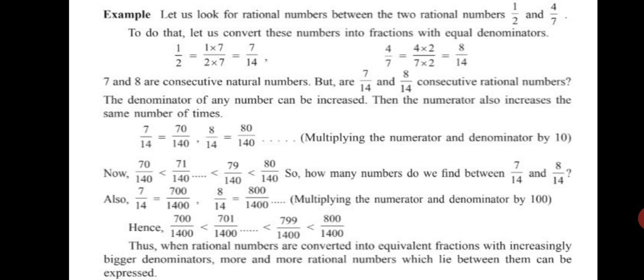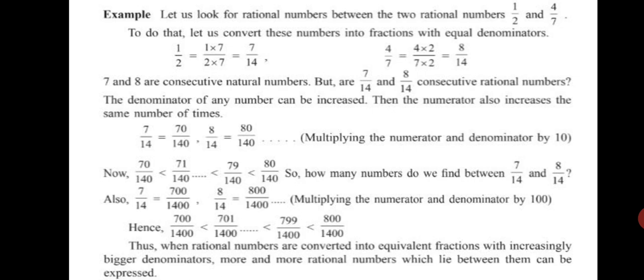Between 7 and 8, you will say that there is hardly anything. Immediately after 7, the next number is 8. 7 and 8 are consecutive natural numbers. But are 7 upon 14 and 8 upon 14 consecutive rational numbers? No. The denominator of any number can be increased, and when you increase the denominator, the numerator also increases the same number of times.